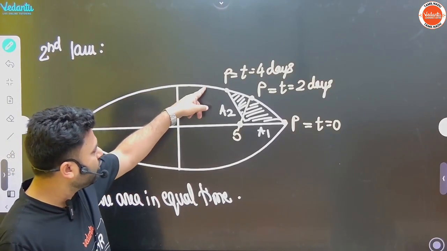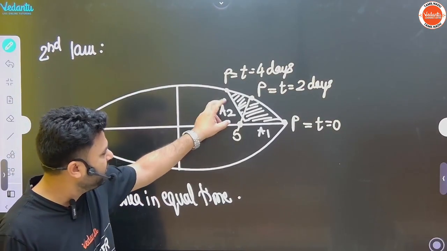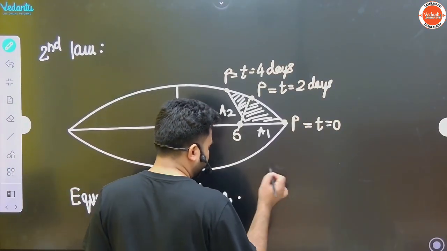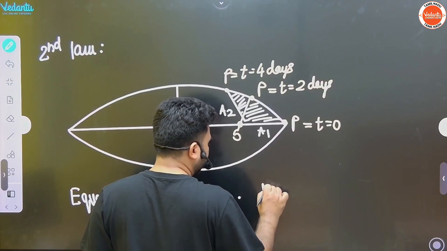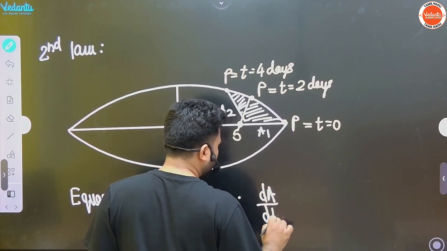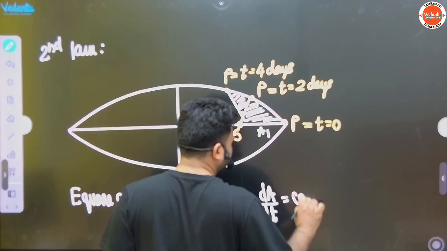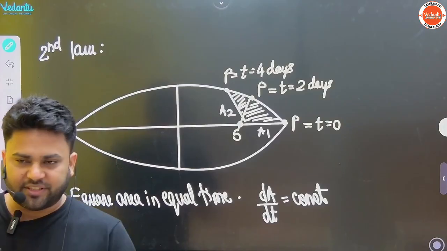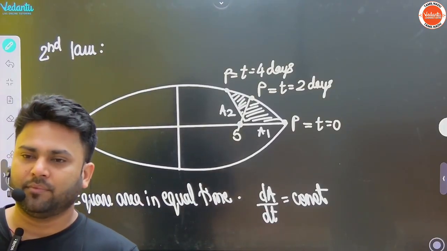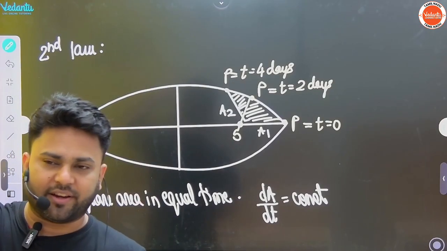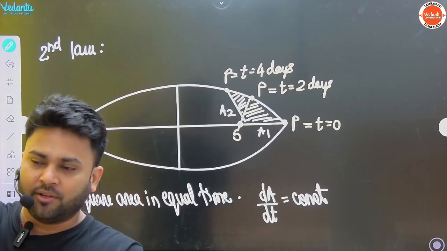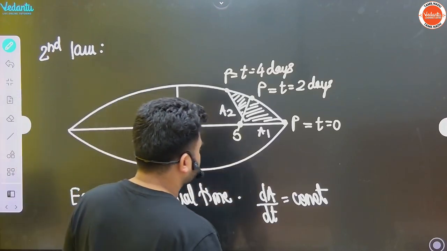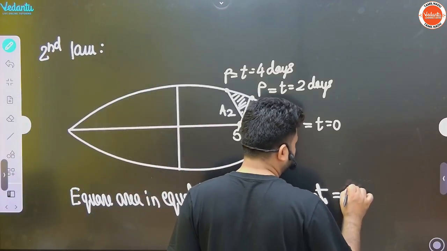Again, in the next 2 days it will go further. Again, whatever area it sweeps will be the same. Means the rate of area, dA by dt, will be fixed, constant. How much area divided by how much time. Suppose, for example, 10 meter square area in 2 days. So in the next 2 days also 10 meter square. So dA by dt is constant and this equals L by 2m.